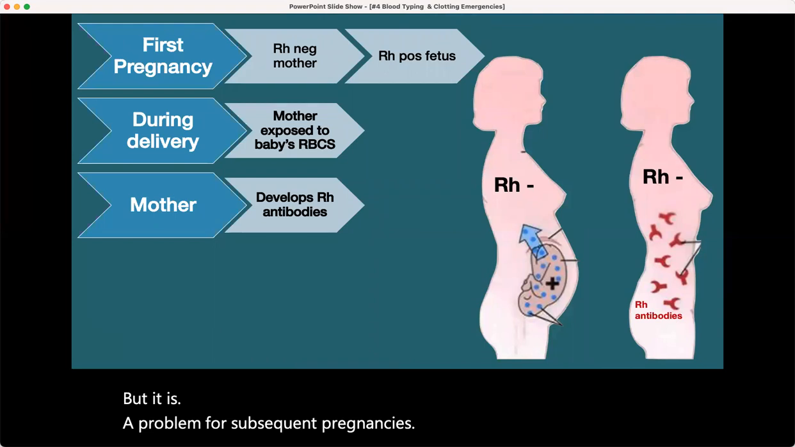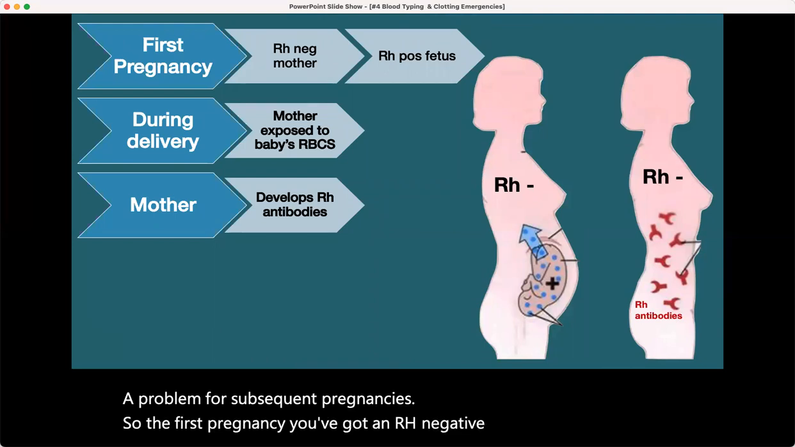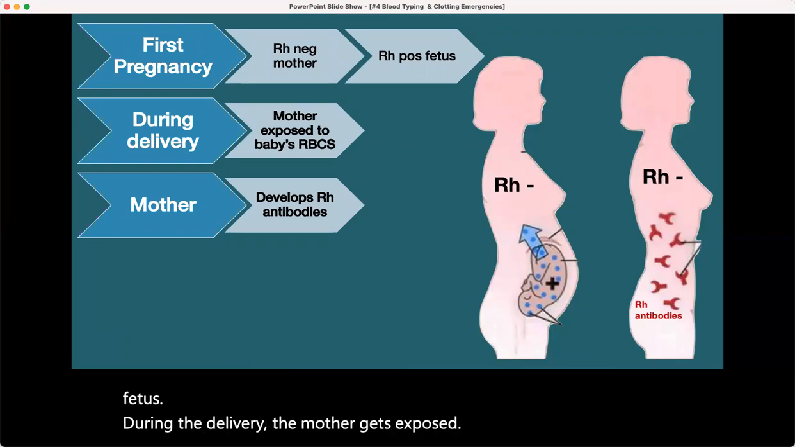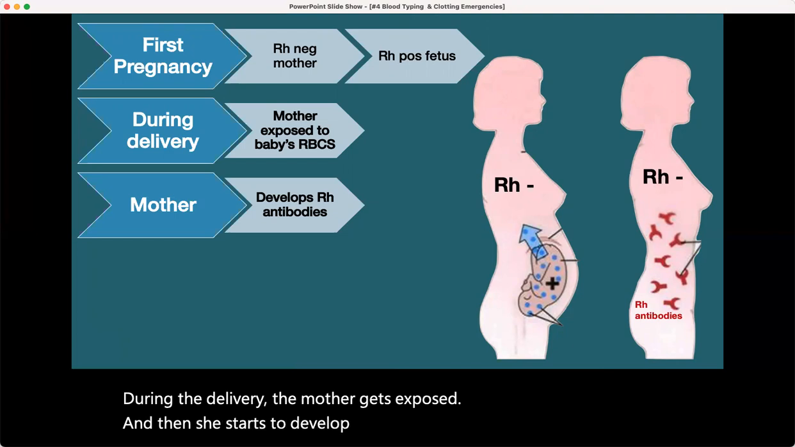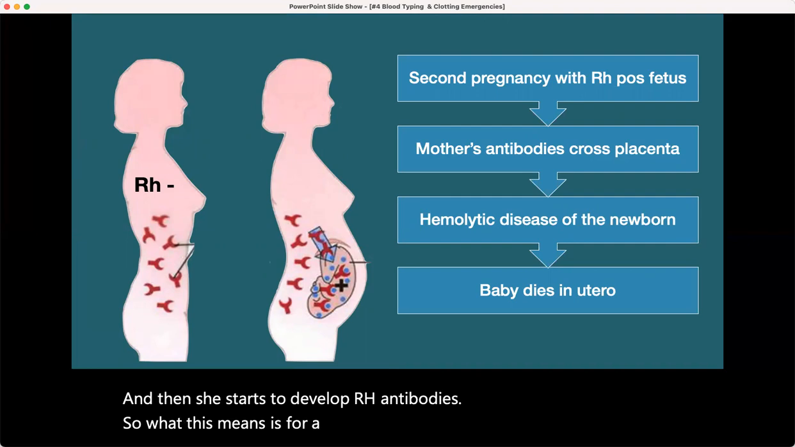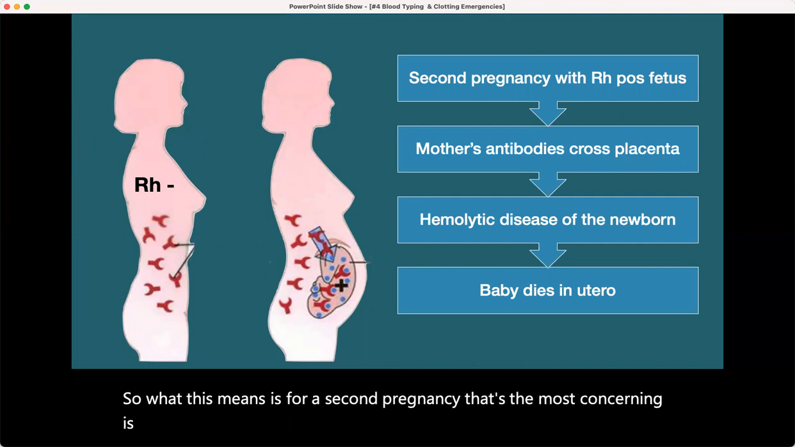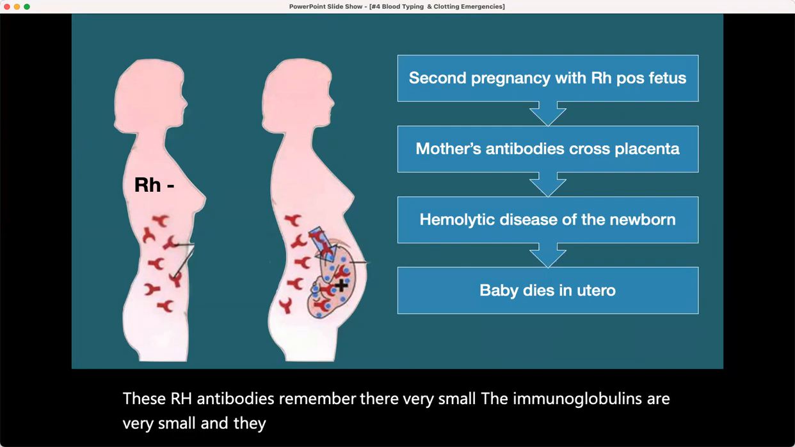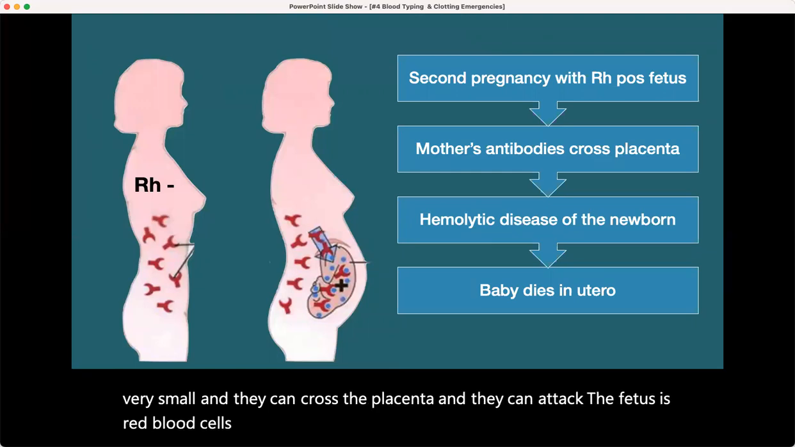So the first pregnancy, you've got an Rh negative mother, an Rh positive fetus. During the delivery, the mother gets exposed, and then she starts to develop Rh antibodies. So what this means is for a second pregnancy, that's the most concerning, is subsequent pregnancies after she's had an Rh positive fetus. These Rh antibodies, remember, they're very small. The immunoglobulins are very small, and they can cross the placenta, and they can attack the fetus's red blood cells, and the baby will die in utero.